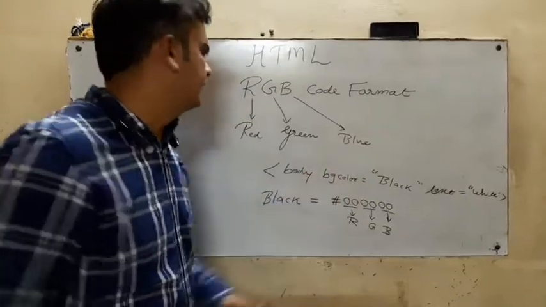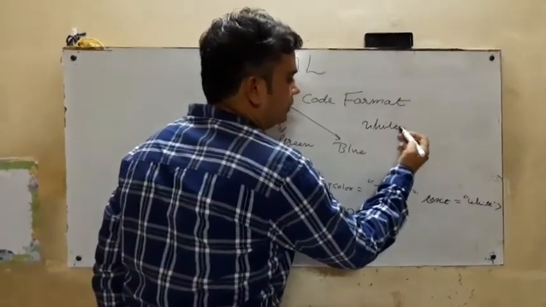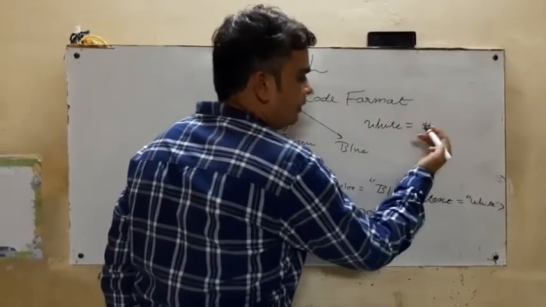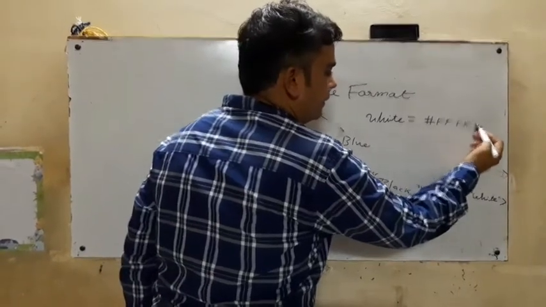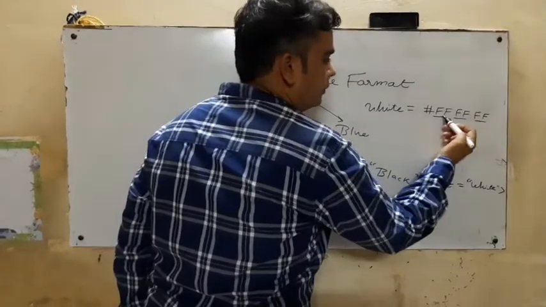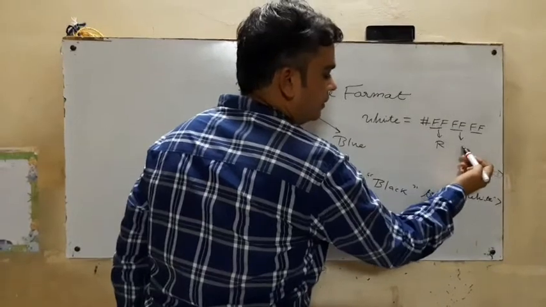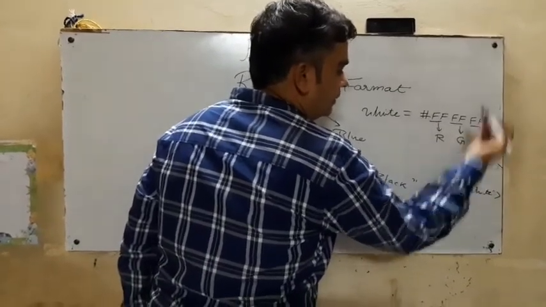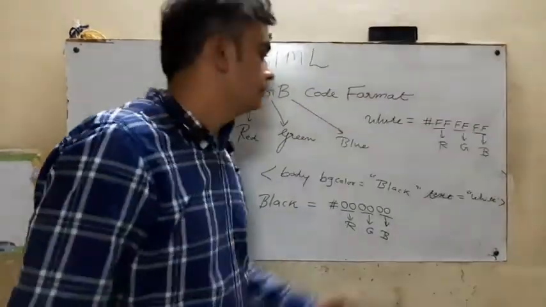Let me take another example. Suppose I take the color white. The representation of white color in RGB code format is hash FF FF FF, so 6 times F has to be used. Again, the first 2 represent the value of red color, the second 2 digits represent the value of green color, and the last 2 digits represent the value of blue color.